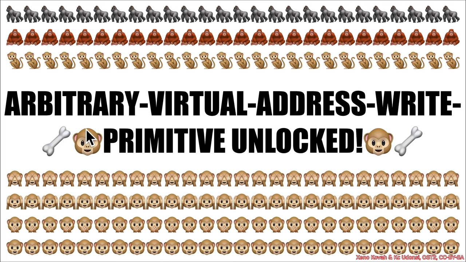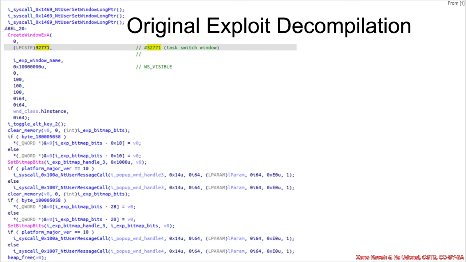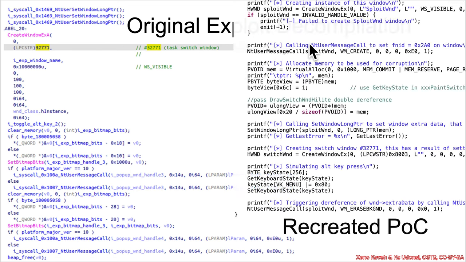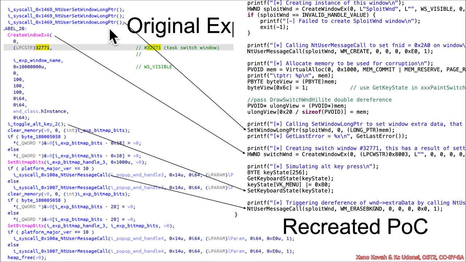And with that, the attacker now has an arbitrary virtual address write primitive. So now we can go back and take a look at the original exploit decompilation and compare it to the proof of concept that was recreated by Pyotr. So we've got, for instance, calls to set window long pointer at the beginning, which corresponds to this. We've got the special magic create window X, which corresponds to this. We've got the toggling of alt keys, which Pyotr chose to do this way. And we've got the final actual triggering of the vulnerability through this NT user message call.